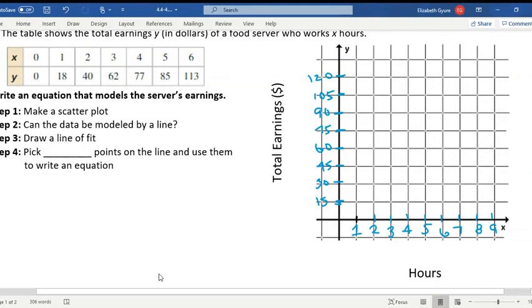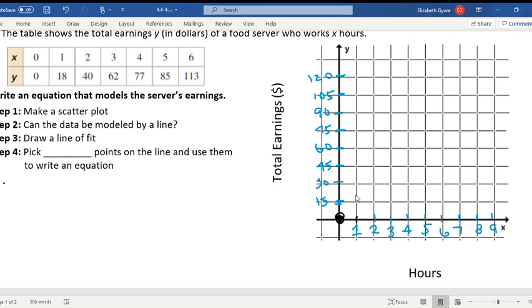All right, so let's now graph our dots here. So I'll do this in black. So our first dot is 0, 0. That's down here at our origin, right? 0, 0, put a dot there. Now we have 1, 18. So go over 1 and then up 18.